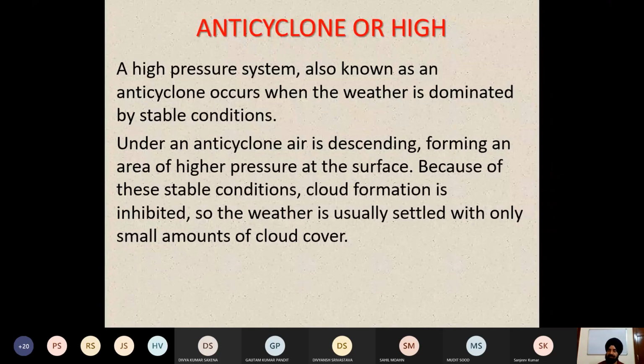So high pressure area means good weather, stable conditions, and under an anticyclone, air is descending basically. So it is just accumulating there. It is not diverging. So it is forming an area of high pressure at the surface, and because of these stable conditions, cloud formation will not be there because the air is just descending, it is not rising. So in an anticyclone high pressure area, we won't see any cloud formation taking place, and the weather is usually settled with only very small amounts of cloud cover.